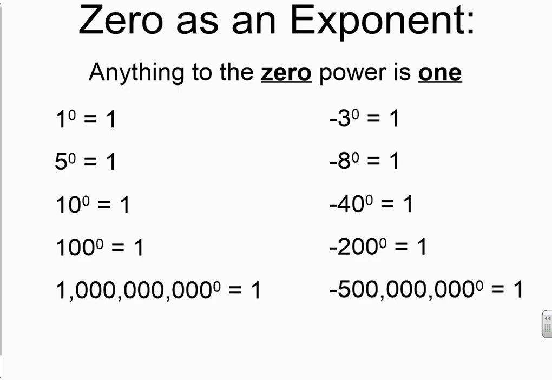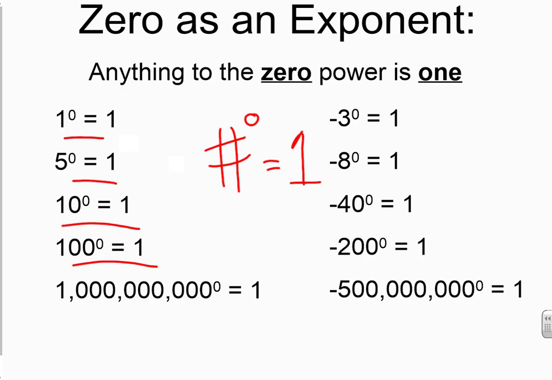Anything to the zero power is 1. It doesn't matter what number you use, but if you raise it to the zero power, it will always equal 1. So that's why we've drawn you some examples here. 1 to the 0 power is 1, 5 to the 0 power is 1, 10 to the 0 power is 1, 100 to the 0 power is 1, 1 billion to the 0 power is 1.